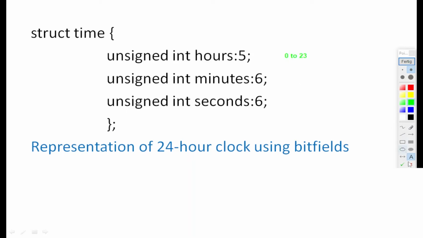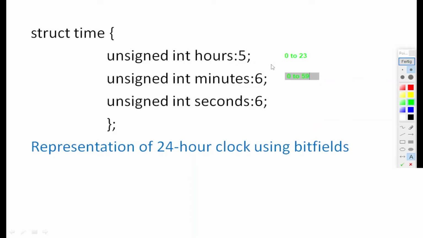If you take minutes, what are the possible values? 0 to 59. 60 can again be taken as 0. Or you can use 60 also, it doesn't matter. If you want, you can use 0 to 24 here also, it doesn't matter. How you treat the data, how you manipulate the data, that matters. But anyhow, we'll consider a total of 24 possible values.